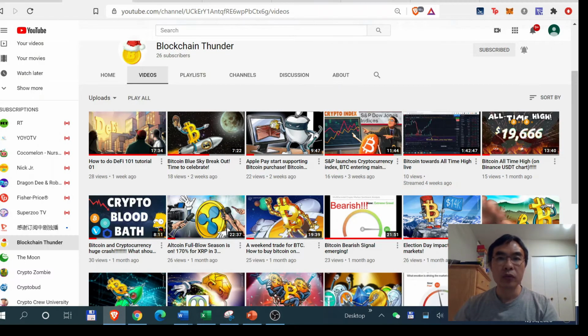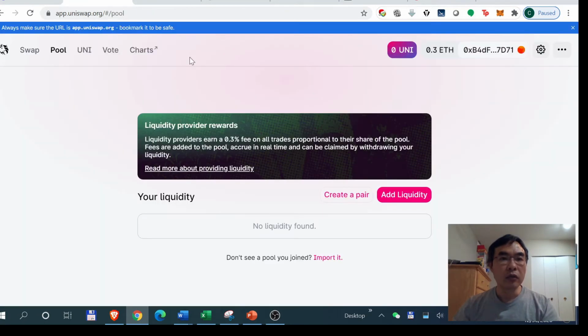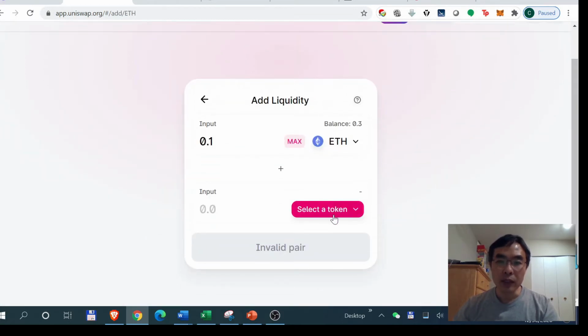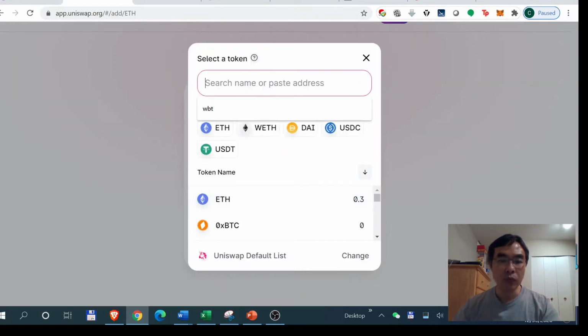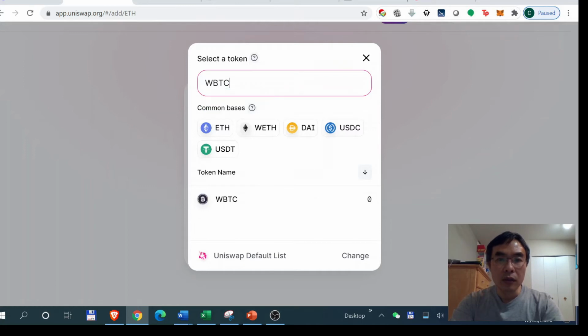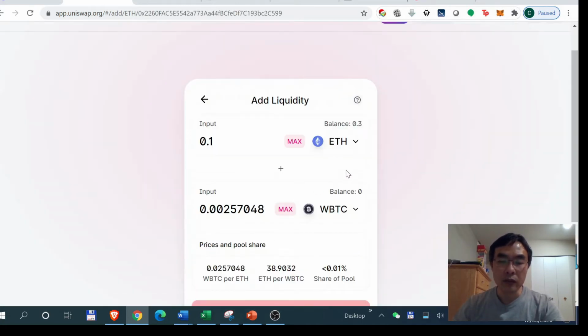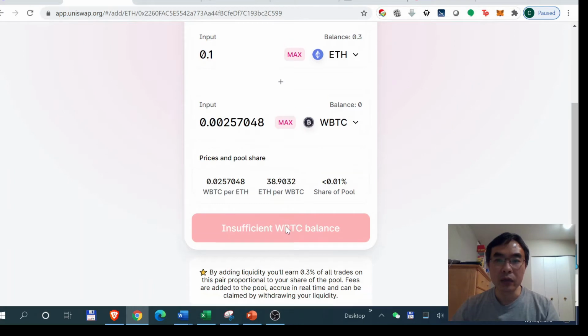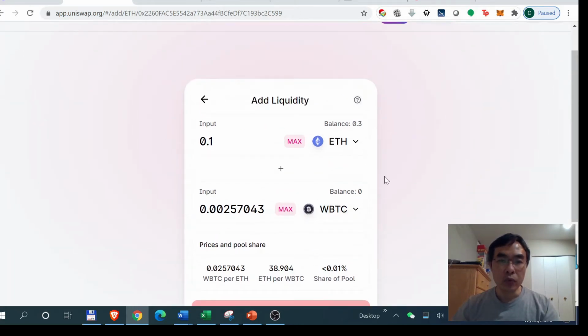Now let's go to Uniswap. In Uniswap, we have an interface called Uniswap pools. Here, you can add liquidity to different pools. For example, I can add liquidity to the Ethereum and BTC pool. WBTC is the Bitcoin on the Ethereum network. So on top, you can put the Ethereum, and on the bottom, you have WBTC. And then if you have enough of these two coins, you can click here and add the liquidity to this liquidity pool. So what is a liquidity pool?